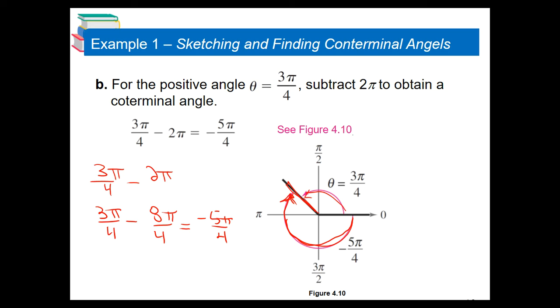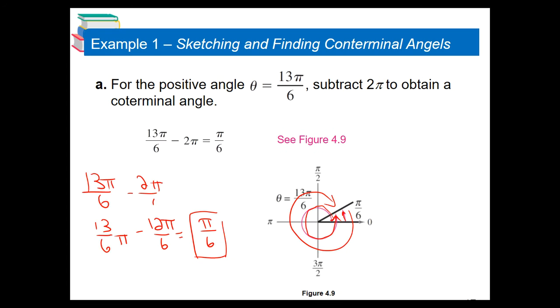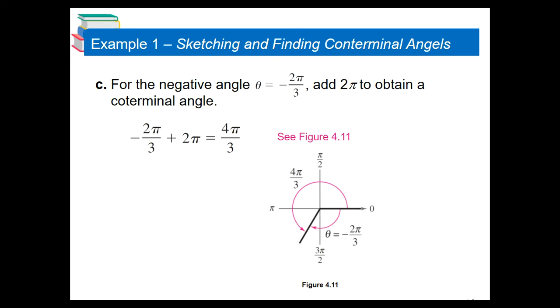And there we have it. I could keep subtracting 2 pi to find more and more coterminal angles, or I could have taken 3 pi over 4 and added 2 pi and kept adding 2 pi to find coterminal angles. And that's what they did here. The negative angle of 2 pi over 3. All right. Remember, right here, 180 degrees is equal to pi. So negative 2 pi over 3 is going to be right here. That's where they're going with it.